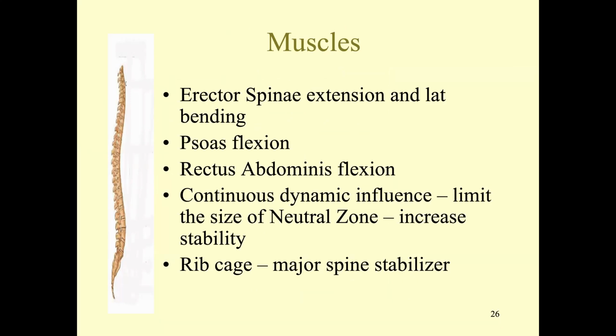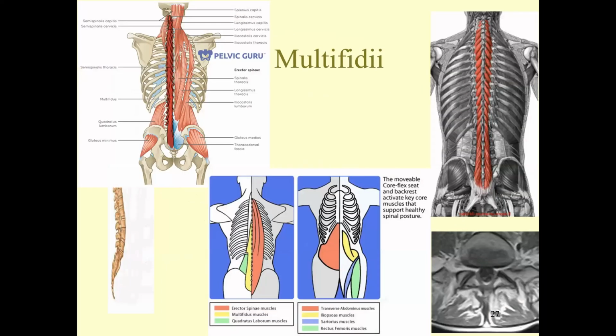And in the thoracic spine, remember, the rib cage and the sternum anteriorly is a major spine stabilizer as far as the thoracic spine is concerned. Now, there are so many muscles which contribute to spinal stability, but one important muscle, you always talk about erector spinae and this and that. You must not forget the multifidi, the multifidus. It is one of the most important muscles which contributes to spinal stability.